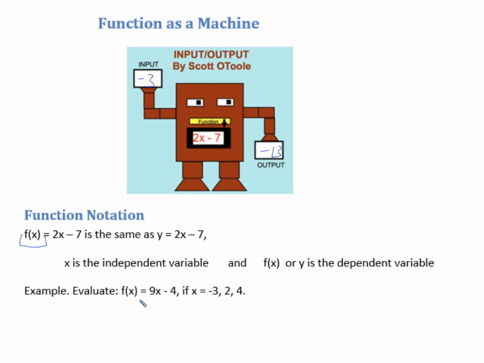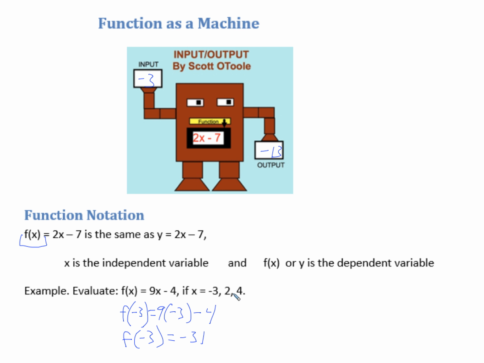This example says evaluate f of x equals 9x minus 4 if x equals negative 3, 2, and 4. So here's how we can write this. This is one advantage. We can write f of, and we're going to put negative 3 in for x. Now this does not mean f times negative 3. I know it looks like that, but it doesn't mean that when it's written in function notation. So when we put negative 3 in for x here, we put negative 3 in for all x's that we see. So we put negative 3 in for x. So f of negative 3 is negative 27 minus 4, which is negative 31.